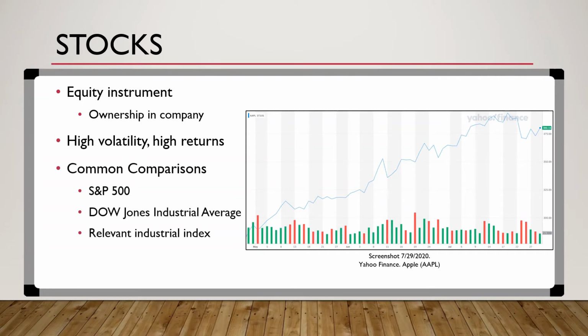Stocks are compared to common indexes such as the S&P 500 and the Dow Jones Industrial Average, which generally represent the larger stocks that comprise the US stock market. The index that tracks companies in each industry may also be used to compare companies to their competitors.